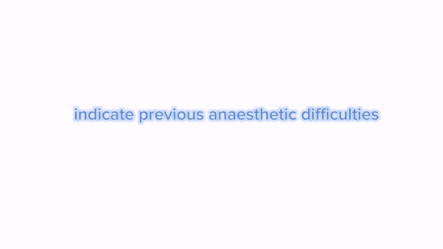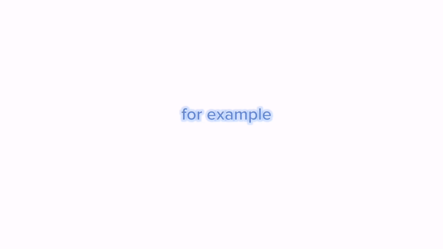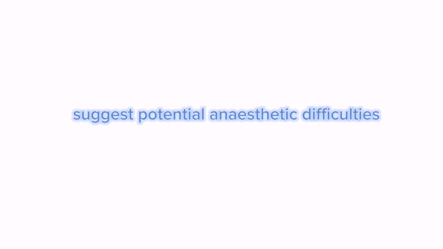hypertension, angina, have abnormal baseline investigations, show a need for further investigations, for example pulmonary function tests, echocardiography, indicate previous anesthetic difficulties, for example difficult intubation, suggest potential anesthetic difficulties, for example obesity, previous or family history of prolonged apnea after anesthesia, are to undergo complex surgery with or without planned admission to the intensive therapy unit, ITU, postoperatively.